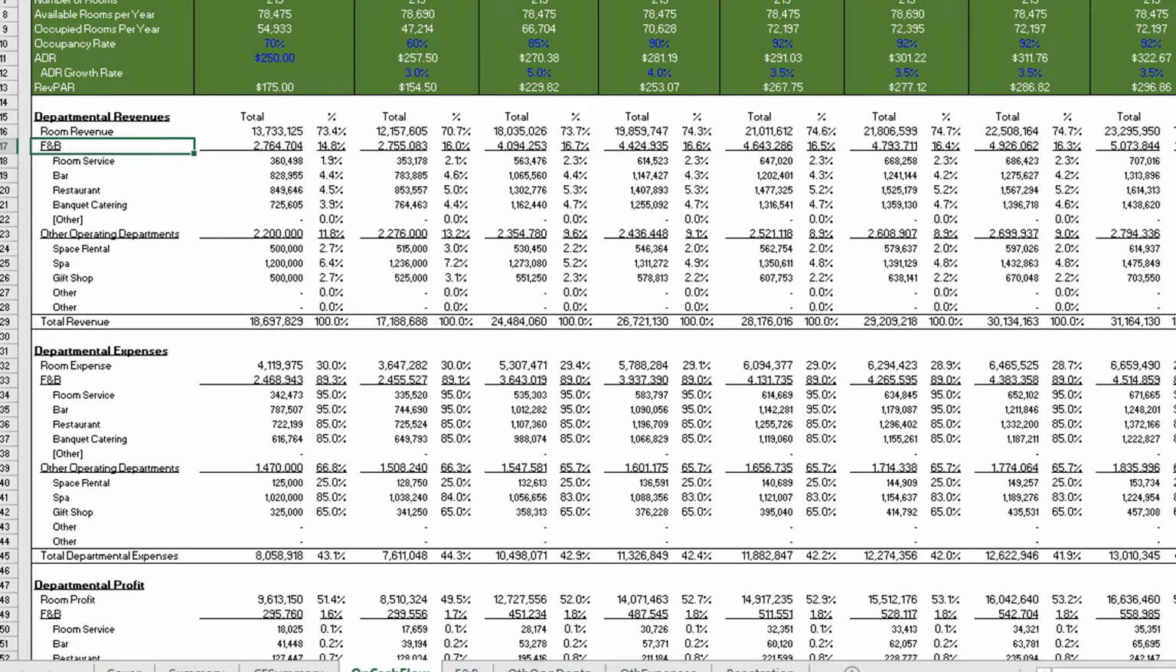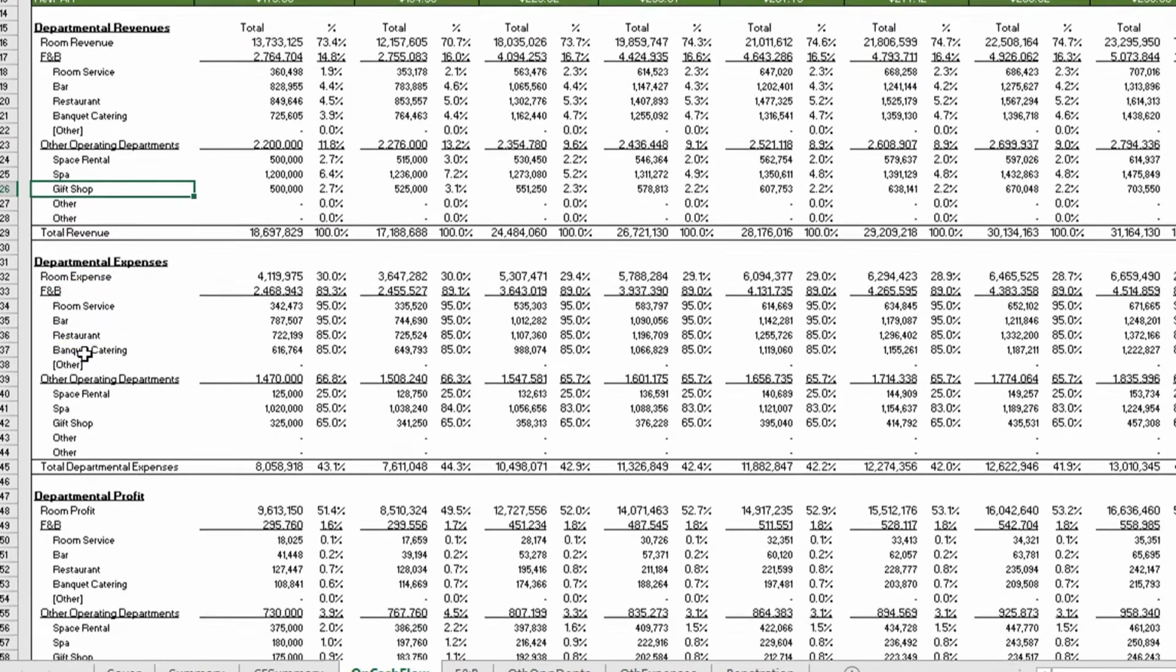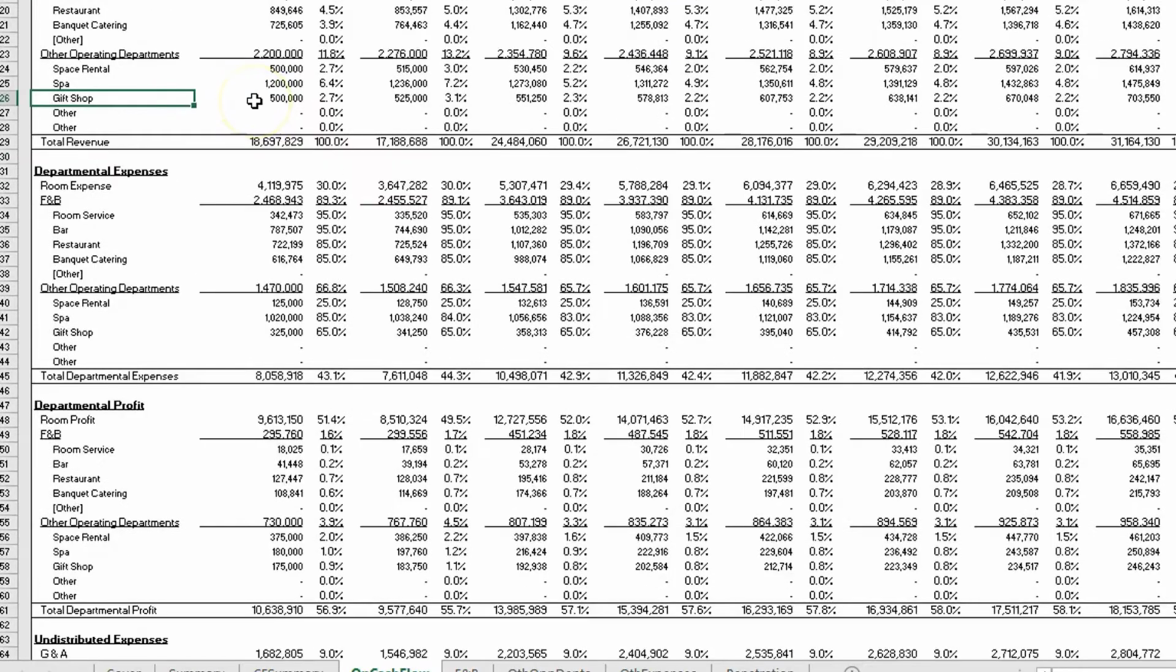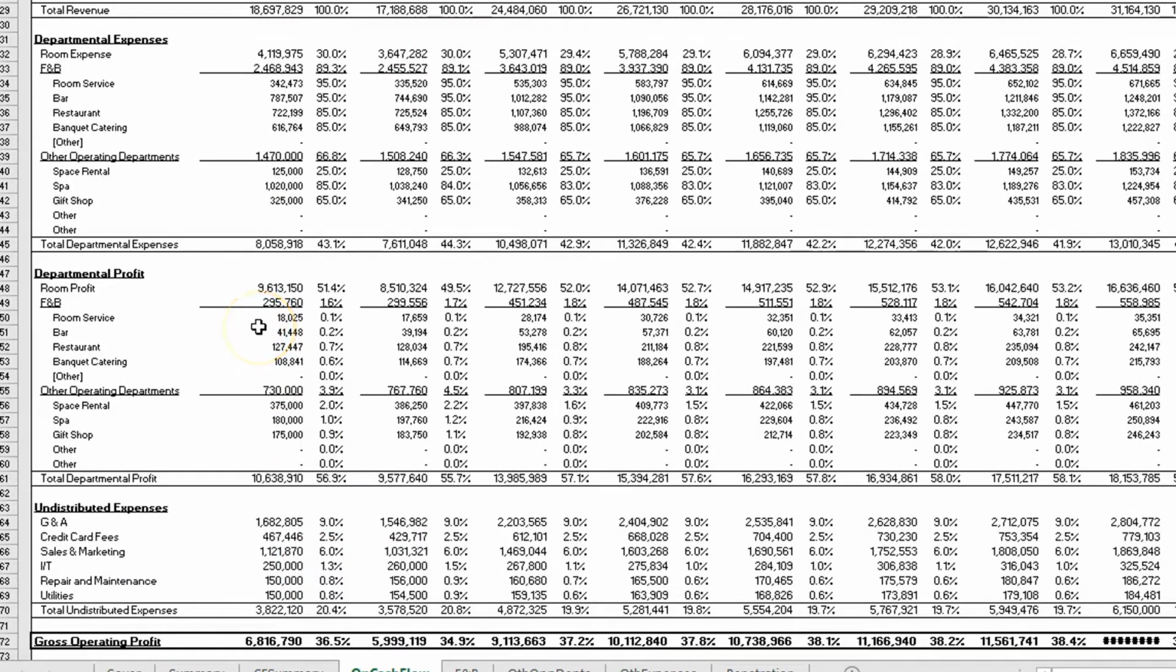So the common sub line items for departmental revenues are F&B, which will typically include a bar, a restaurant, a banquet hall, and room service, and then other operating departments, which in this model we're showing as space rental fees, a spa, and a gift shop. So you want to be able to look at each of these departments on their own. Here you want to see: are these individual departments profitable? Are they not? What's going on at the level of each department?